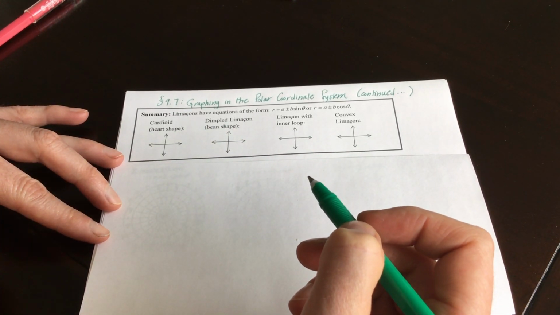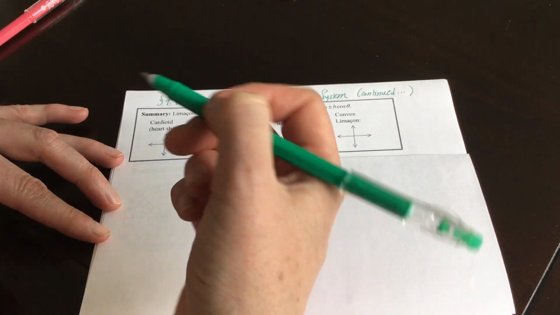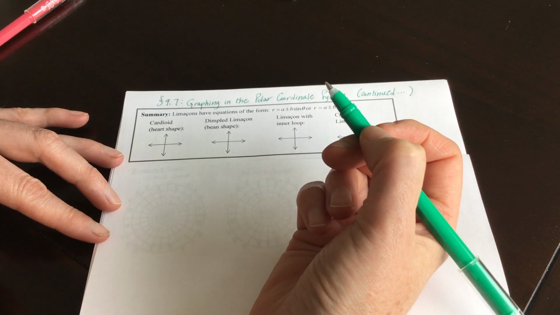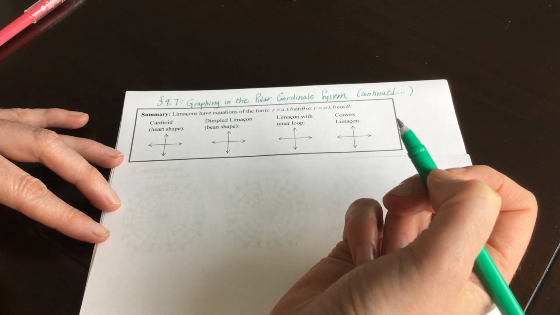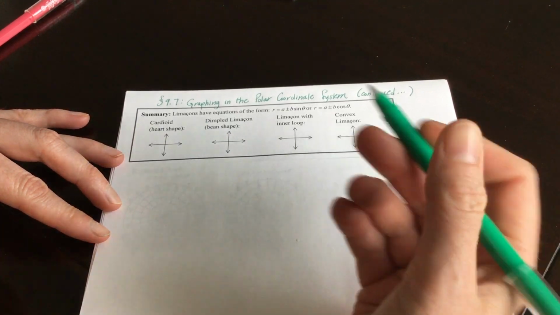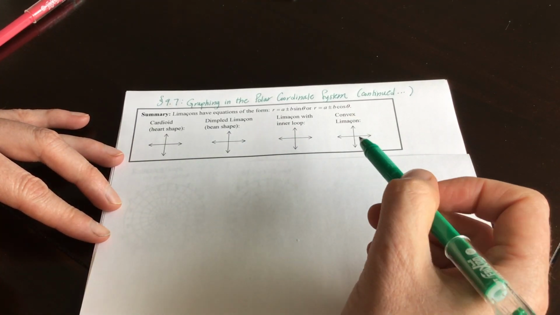What we're going to do here is talk about the shapes of the limacons, and briefly talk about why the shapes are the way they are. And then we'll look at an example and have you try to figure out which type of limacon each one is.